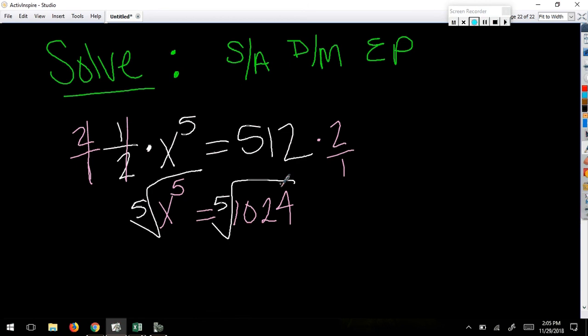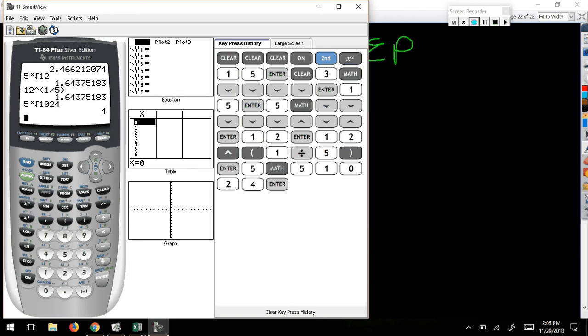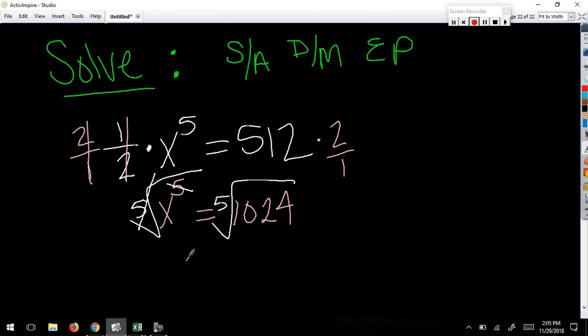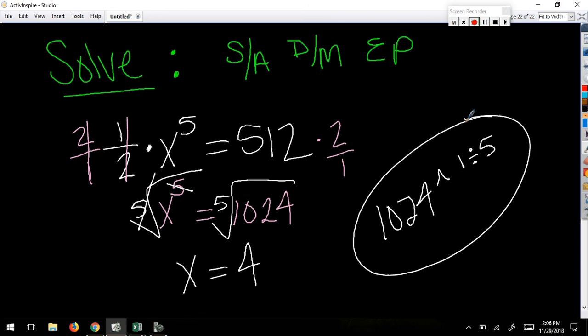Now, I don't know about y'all. David probably knows. I don't know off the top of my head what number times itself 5 times gives me 1024. So I'm going to use my calculator and do the fifth root of 1024. Remember, if you have a calculator that won't let you do an indicated root, then do 1024 and raise it to the 1 divided by 5. You can do it that way.